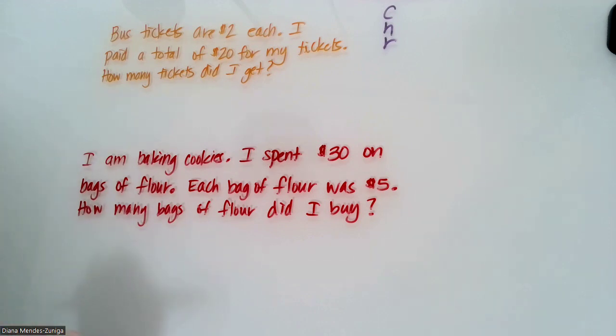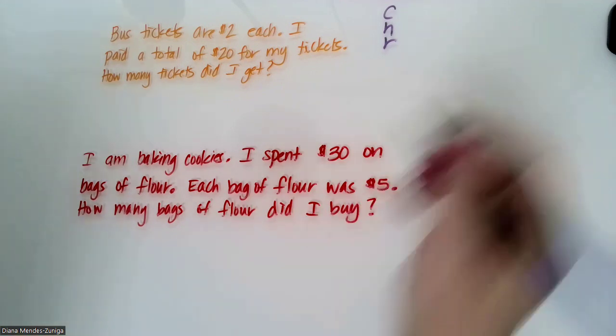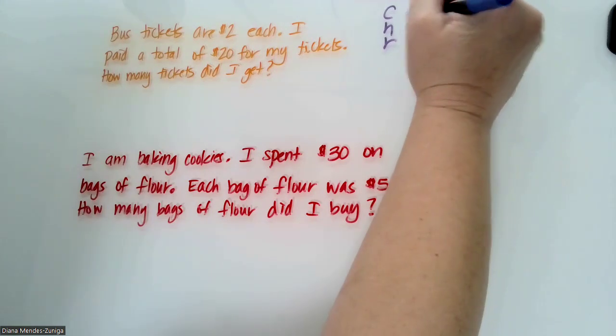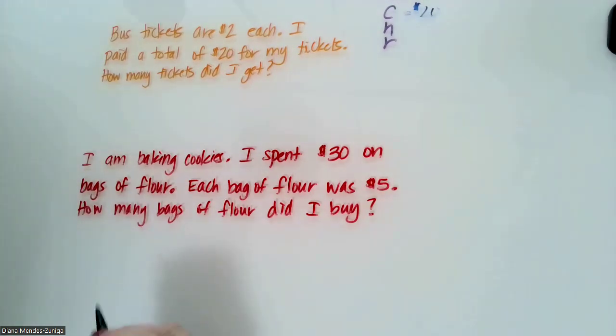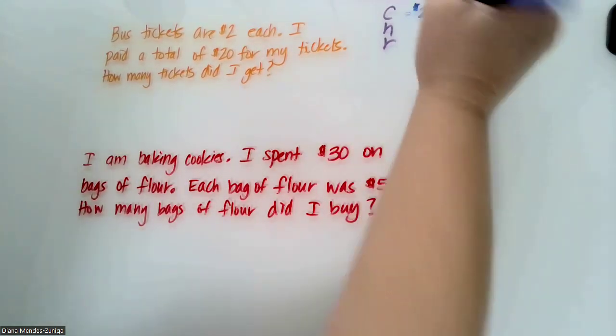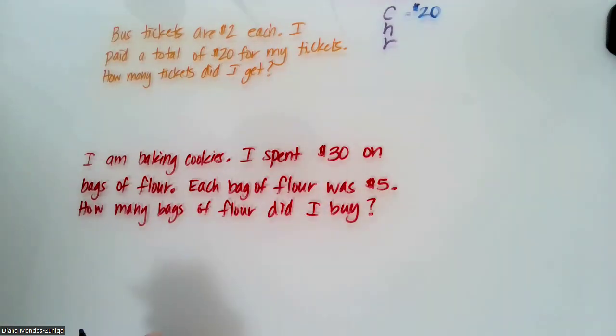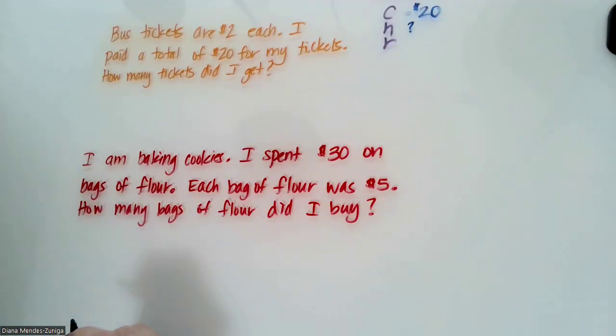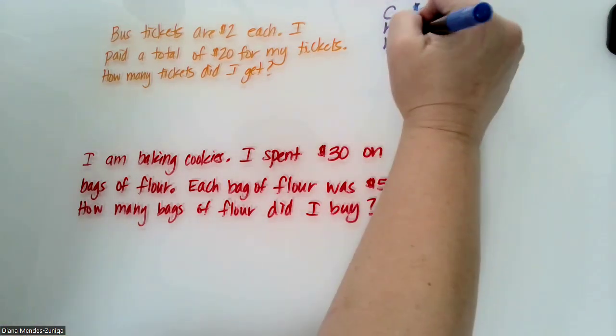So first, let's figure out what is our missing piece of information. I know that the tickets cost me a total of $20. Okay, and then the number of tickets. Well, I don't know this. This is what I'm trying to figure out. So that's my missing piece. Okay, and then what is my rate, or what was the cost per ticket? That was $2 each.